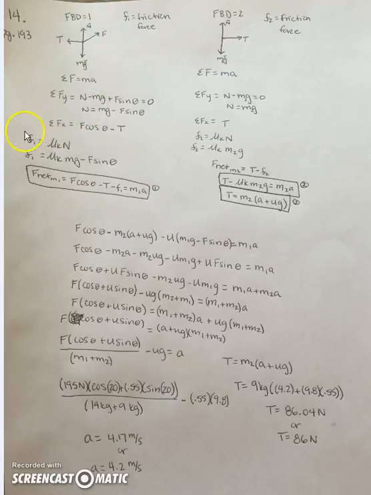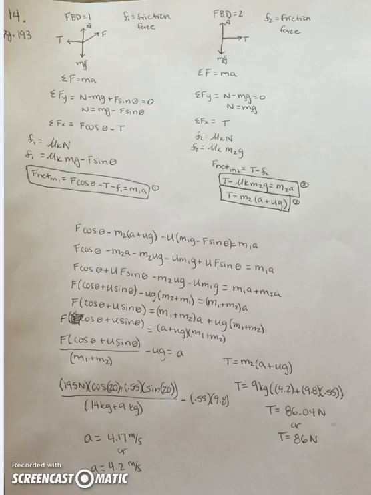And so f1, the kinetic friction force, is mu sub k times the normal force, and so we substitute N as m1g minus F sine theta. F1 is equal to mu sub k times (m1g minus F sine theta), and we bring that down here. Then F net of m1 is equal to F cosine theta minus T minus f1 is equal to m1a.